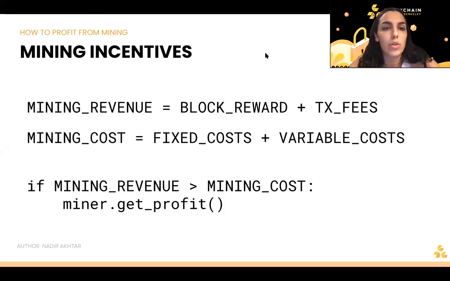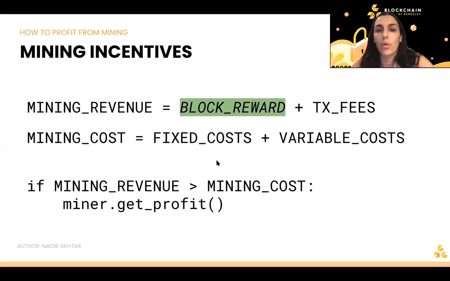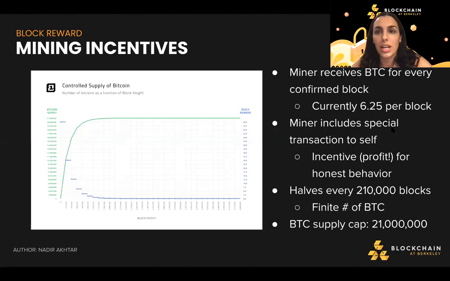And so mining revenue is broken down into their block reward plus transaction fees. And the cost of mining is broken down into fixed costs and variable costs. And we'll get into which costs are fixed and which costs are variable. And basically, if mining revenue is greater than that mining cost, so if block reward and transaction fees are greater than the fixed cost plus the variable cost, then the miner is going to get profit. So we'll start off with the block reward. I've referenced this a lot, but we haven't talked exactly about what that block reward is.